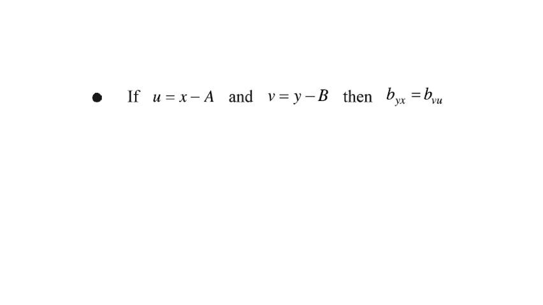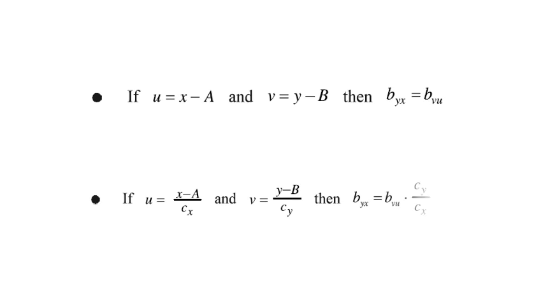Here it means that there is no division or multiplication in either u or v. That's why byx will be bvu. There will not be any problem, as regression coefficient is independent of the change of origin. That means when we add or subtract something, we are not having any difference. But if we divide or multiply something, there will be a change. When we divide u with cx and divide v with cy, we change the answer. That's why if we want to find byx, we have to multiply bvu with cy upon cx.